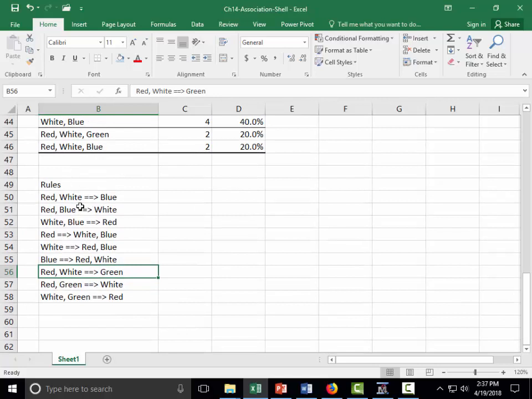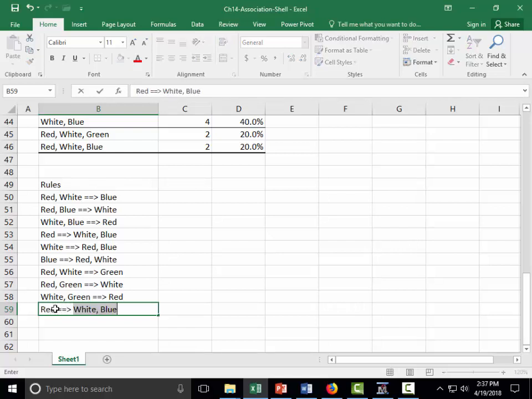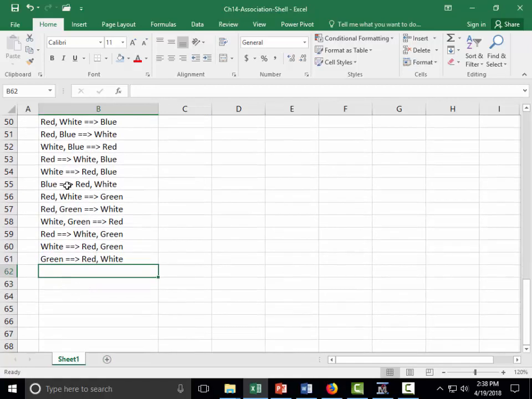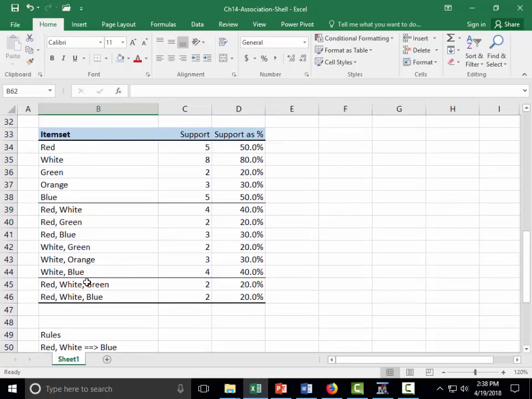And we need to do the same thing here with rules with two items as antecedent and one as consequent. Okay, so now we need one item in antecedent, two in consequent. So that would be red means white and green, right? White means red and green, and green means red and white. Alright, so that gives us the rules up to here.